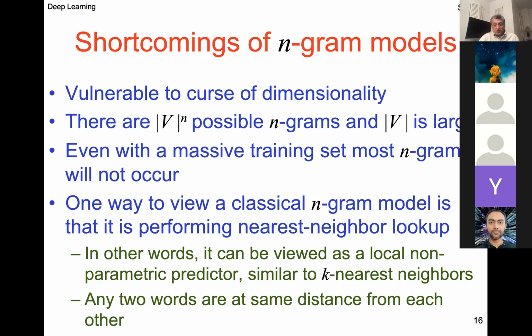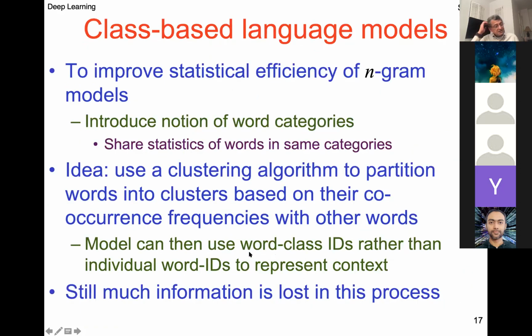One way to view a classical n-gram model is that it is performing nearest neighbor lookup. In other words, it can be viewed as a local non-parametric predictor, similar to k nearest neighbor, and any two words are at the same distance from each other. That's another point. I already mentioned that the distance between two words in this one-hot representation would be the square root of 2 for every pair of words.